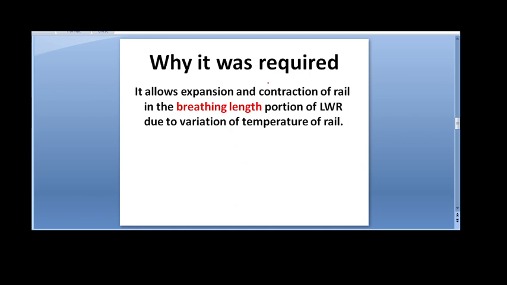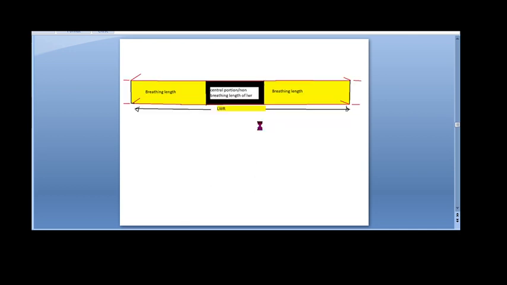It allows expansion and contraction of rail in the breathing length portion of LWR due to variation of temperature. Let us understand this clearly. Here you have seen some important terms like expansion, contraction, breathing length portion of LWR, and temperature. So let us understand this clearly.